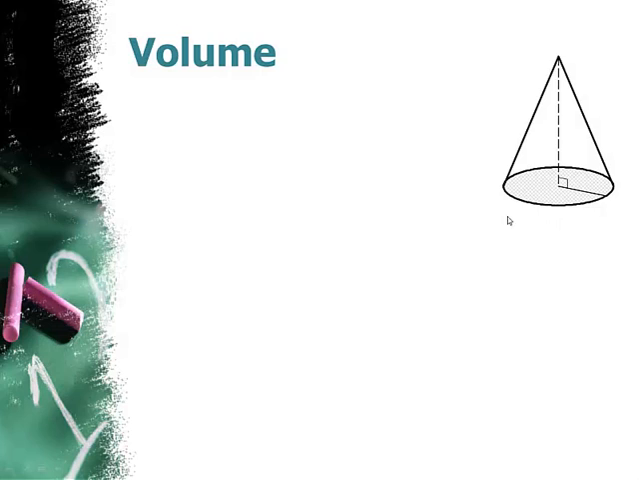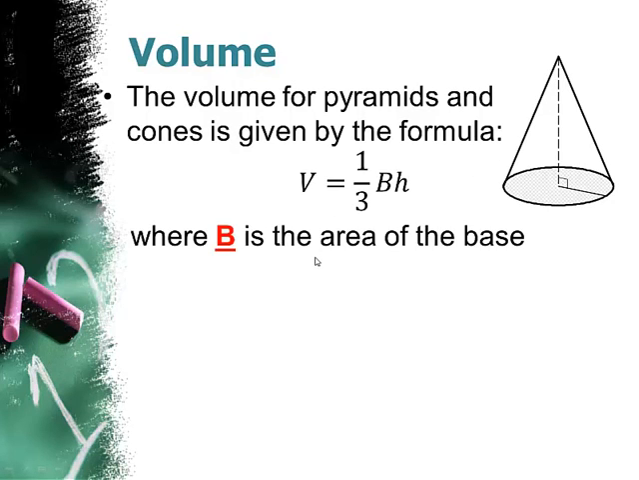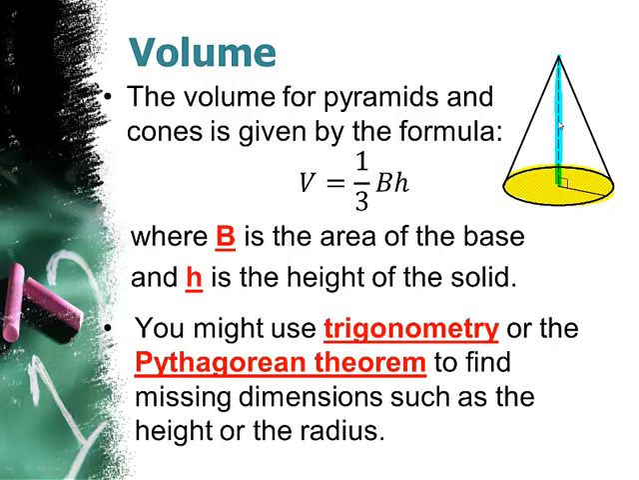And let's go ahead and take a look at the volume. There's a very cool derivation where they basically showed that a right square pyramid is exactly 1/3 the volume of a cube with the same base. And that leads to our formula for pyramids and cones, which is volume is 1/3 the base times the height, where B is the area of the base. And that's the yellow part here. H is the height of the solid, and that's the blue part there. You might end up using trigonometry or Pythagorean theorem to find missing dimensions on here, especially if we give you the slant height and we want you to find the height or the radius.